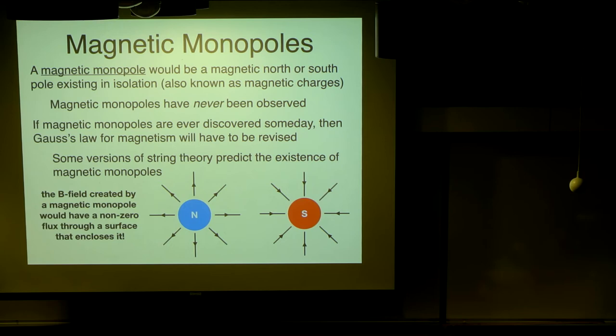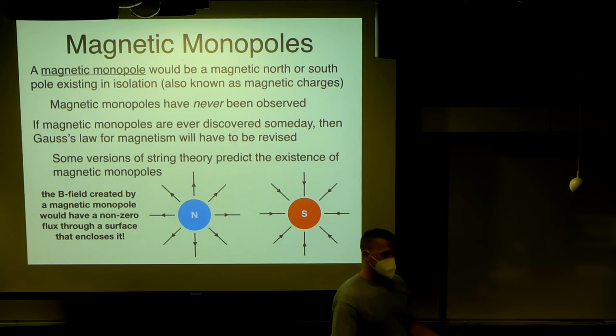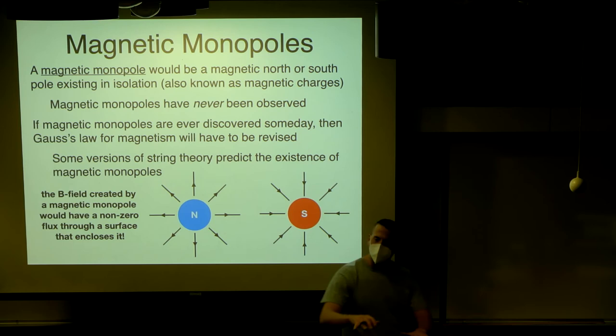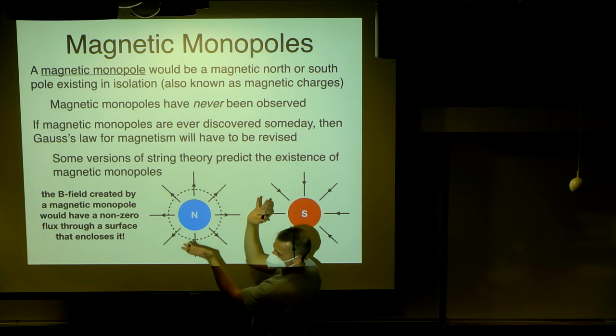So I want to show you what it looks like if we think about the flux of field lines around these objects right here, okay? If these kinds of objects did exist, right, then Gauss's law for magnetism, which I just showed you, B dot dA around a closed surface, that would not actually be true if these things existed. Because let me draw a closed surface, let's say, around this north monopole, okay? Just like a spherical surface around this north monopole.